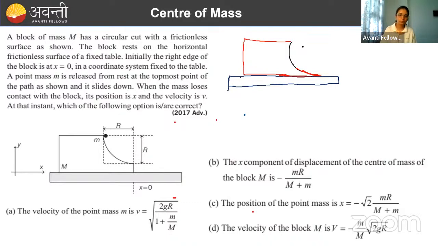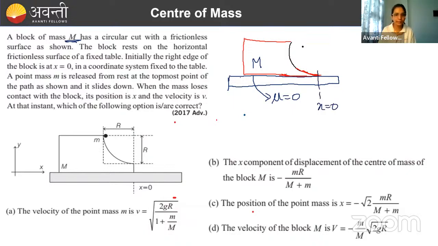Okay, done. Let me discuss it. So the question is, there is a block of mass M, this bigger block has a mass M, and it has a circular cut with a frictionless surface as shown. This is the circular cut made in the block of mass M. Then the block rests on a horizontal frictionless surface. Its friction coefficient is mu0. Initially, the right edge of the block is at x equal to 0.